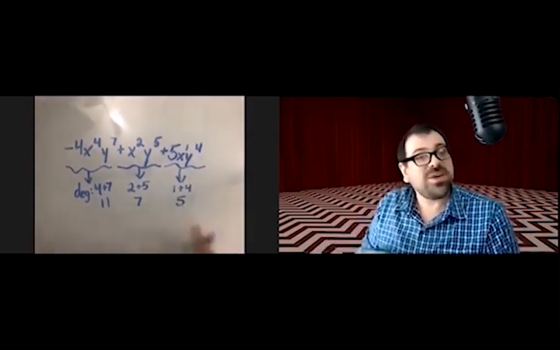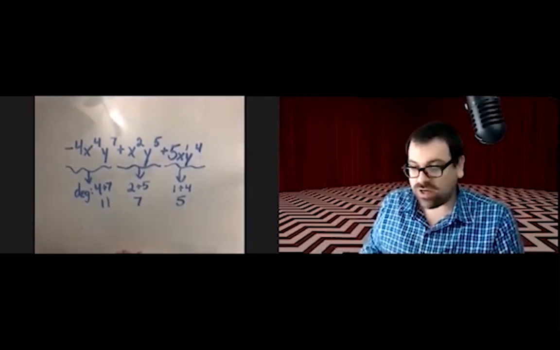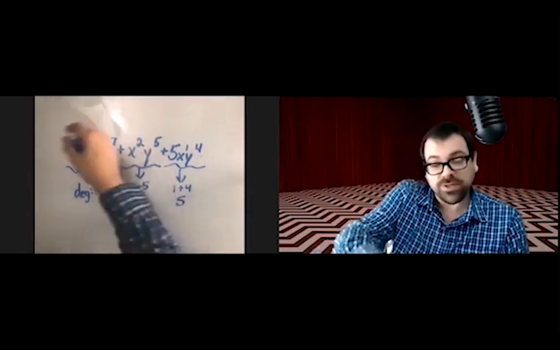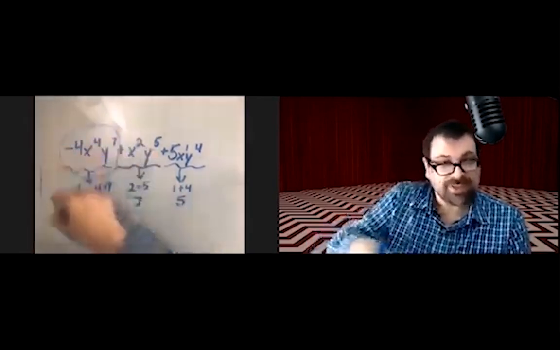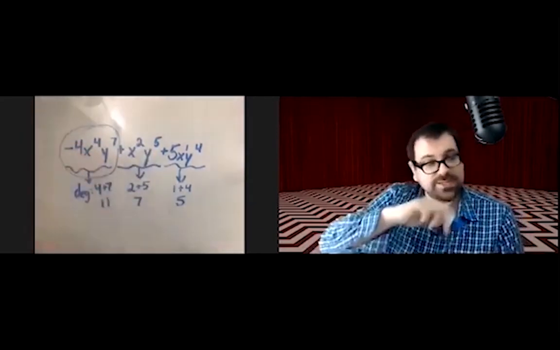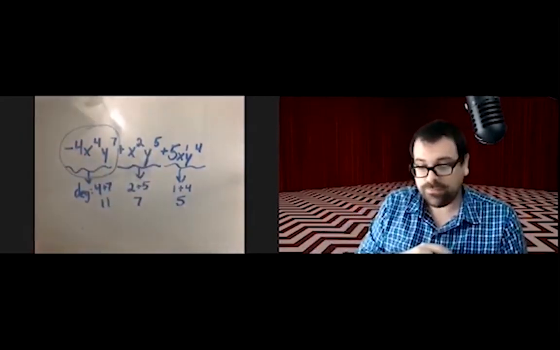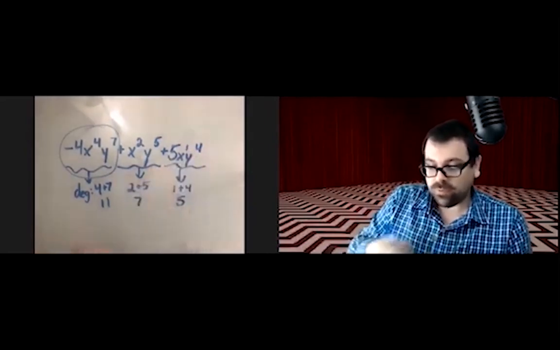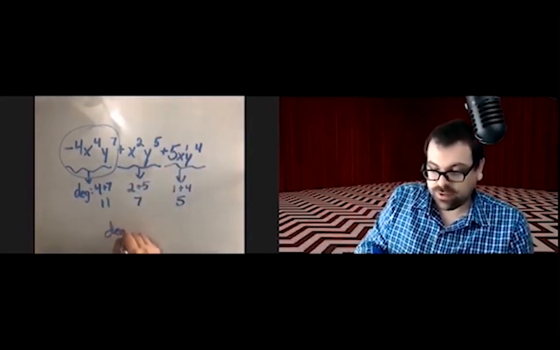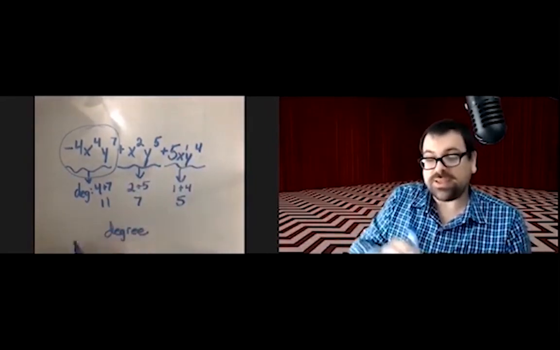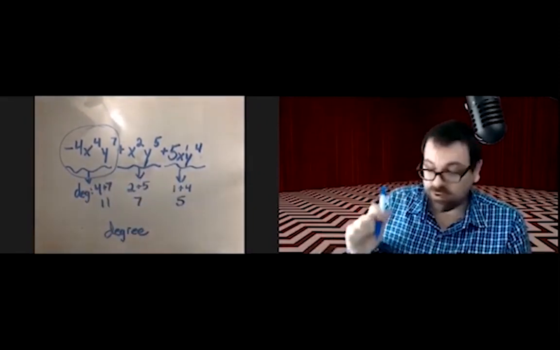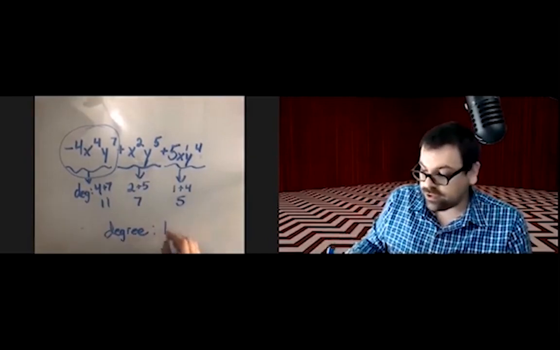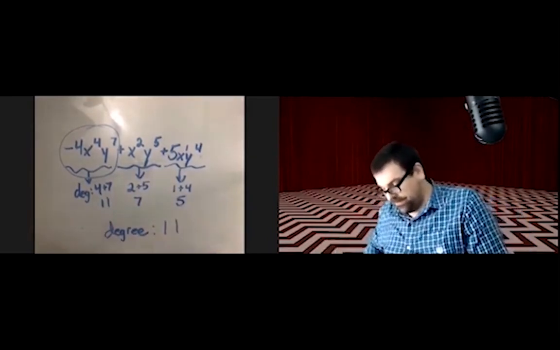So this is actually written in descending degree. The highest degree would be for this term here, which means this is the leading term. -4 is the leading coefficient. And the degree of the whole polynomial, which, by the way, is a 3-term, so it is a trinomial. The degree would be 11.